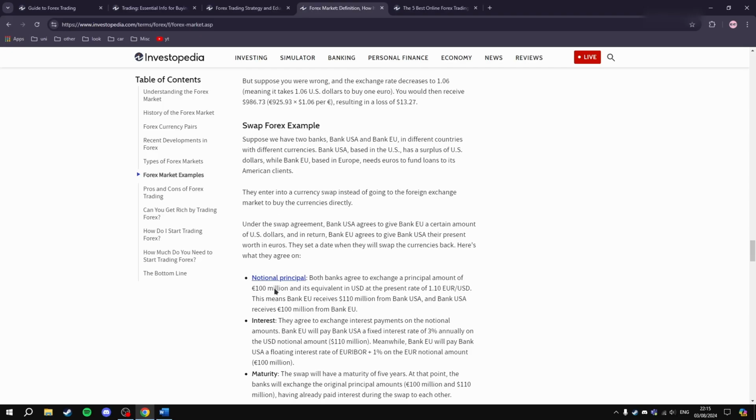But suppose you were wrong and the exchange rate decreases to 1.06, meaning it takes 1.06 USD to buy 1 euro. You would then receive 986.73 USD, resulting in a loss of 13.27 USD.